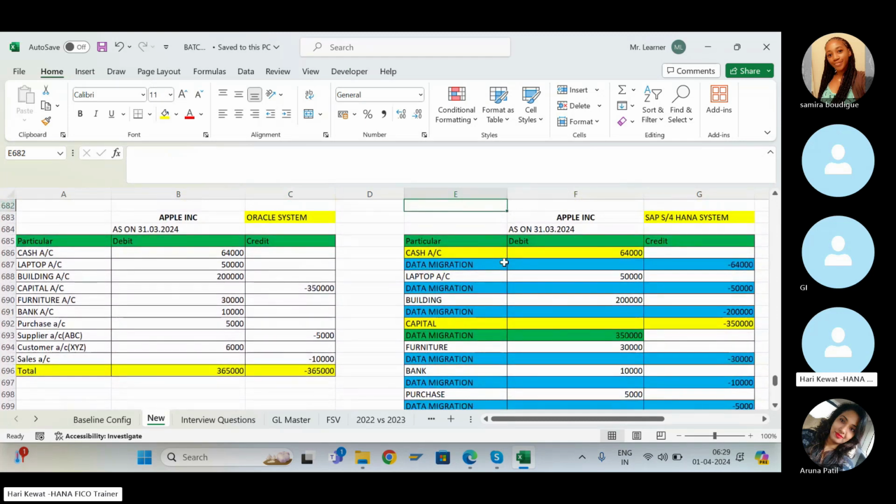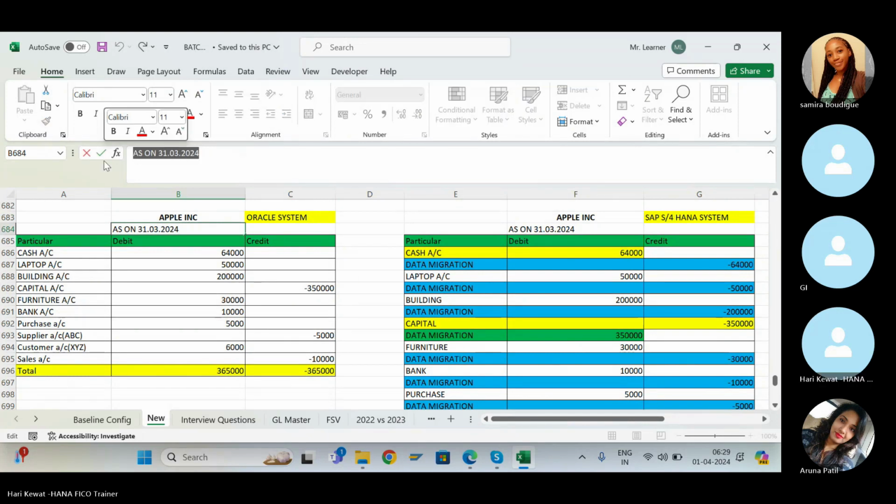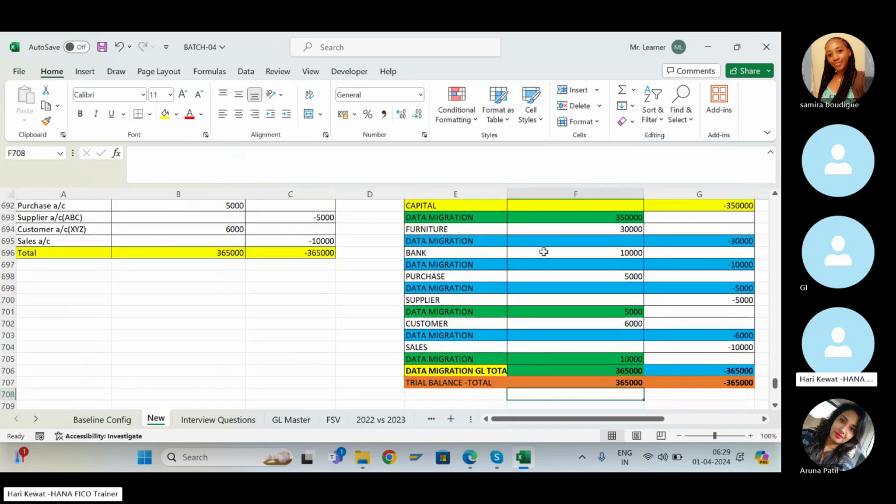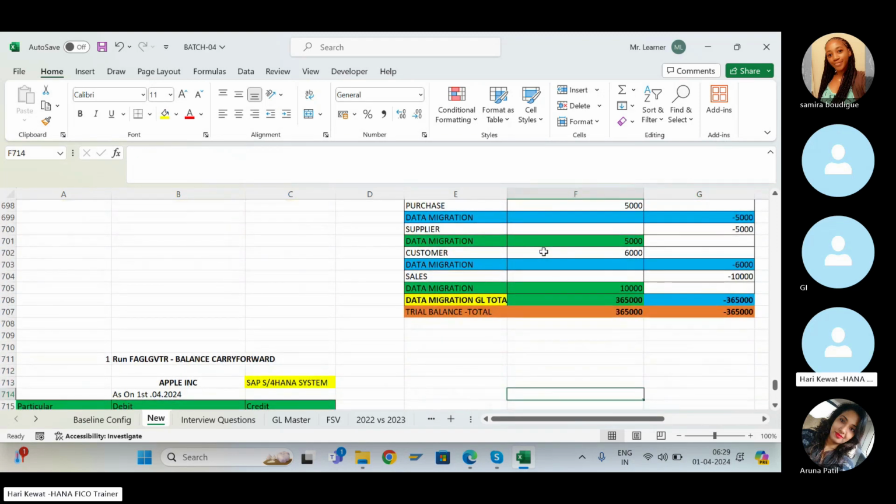All right, so make sure that whatever balances you have on this date in the legacy system, the same should be available as on this date in the SAP S4HANA system. Okay, now whenever you go live at the end of the year, let's say my fiscal year is from 1st April to 31st March. So yesterday was my last date of the fiscal year.